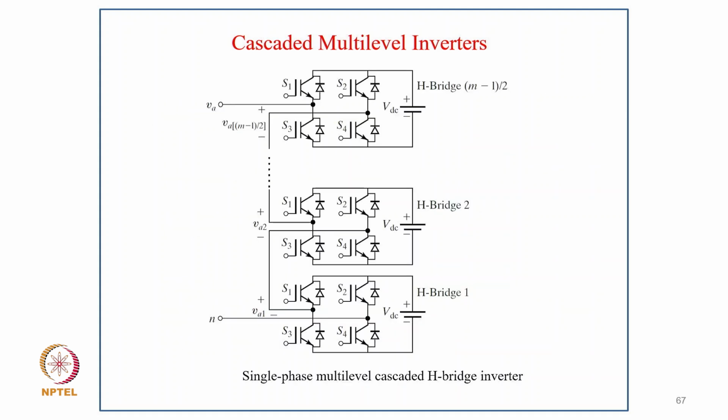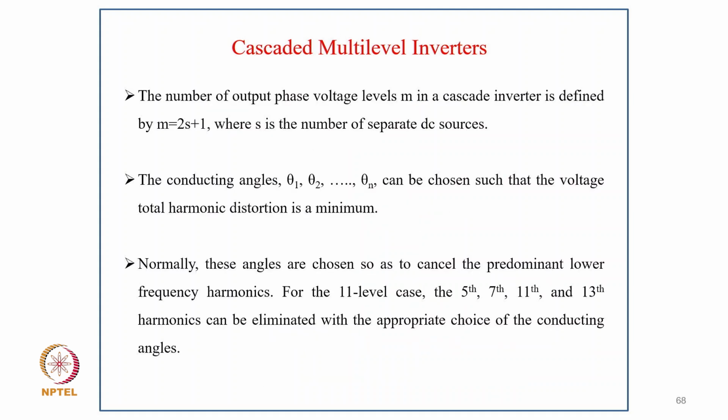And this is an example of a single phase multi-level cascaded H-bridge inverter, where you have M-1 bridges. The number of output phase voltage levels M in a cascade inverter is defined by M = 2S + 1, where S is the number of separate DC sources. The conducting angles θ1, θ2 to θn can be chosen such that the voltage total harmonic distortion is minimum, and normally these angles are chosen so as to cancel the predominant lower frequency harmonics. For the 11-level case, the 5th, 7th, 11th, 13th harmonics can be eliminated with the appropriate choice of your conducting angles.